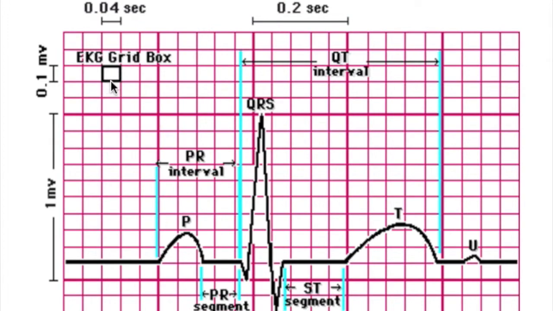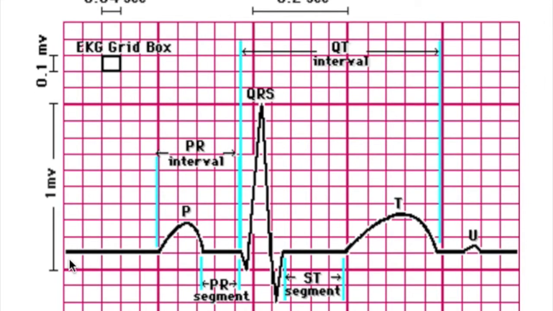So the height of the smallest square is 0.1 millivolt, the amplitude or height that gives the voltage. So one medium square has 5 of these smallest squares, so it is 0.5 millivolt. So 2 of the medium squares make 1 millivolt. From here to this point, it's 1 millivolt that contains 10 smallest squares.